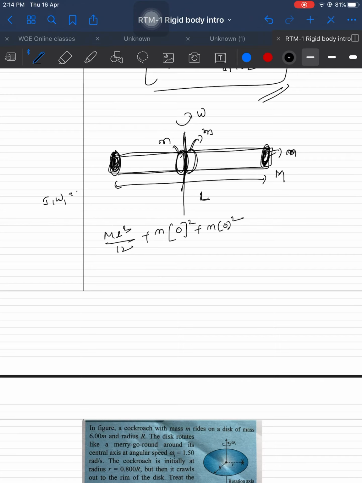I1 omega 1 is equal to I2 omega 2. Initially, how many bodies are there? 1 rod, 2 beads, 3 are there. That's why I am writing initially omega.